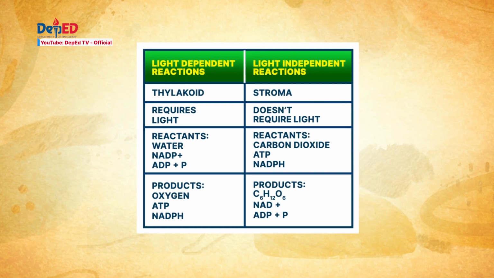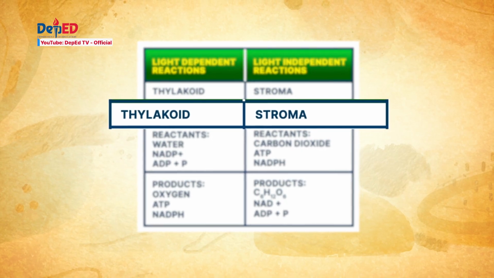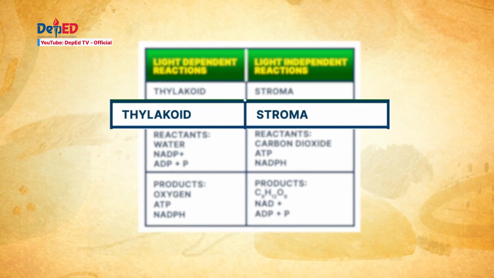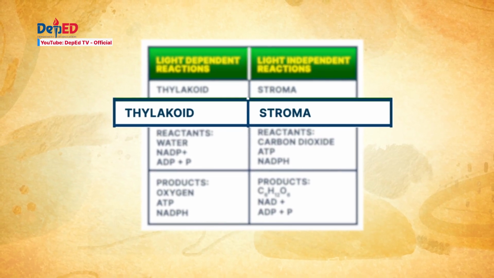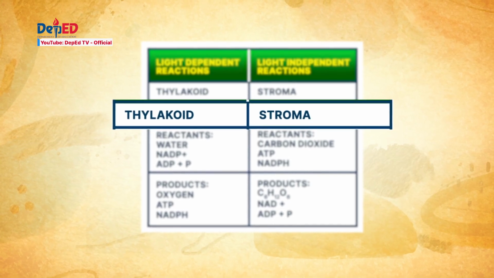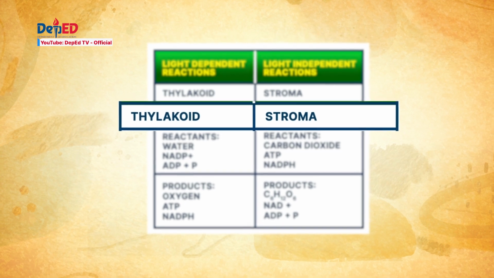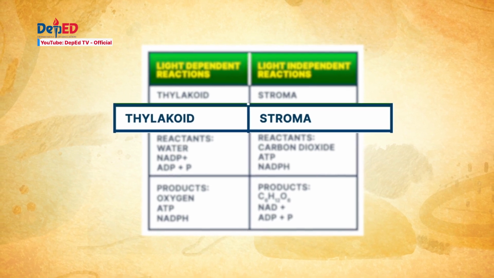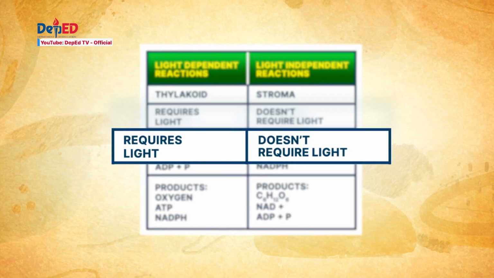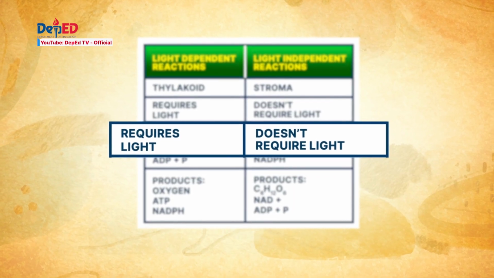Light-dependent reactions happen at the thylakoid, where the chlorophyll, a green pigment of the plant, absorbs the photons or energy from the sun, while the light-independent reactions happen at the stroma. Light-dependent reactions require the presence of light, while light-independent reactions do not.